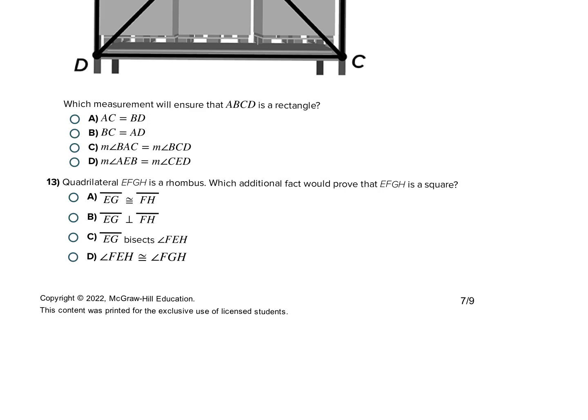Number 13, where it gives us a rhombus, which I draw very poorly, EFGH. Remember when you label your shapes, you go clockwise. Which additional fact would prove that our rhombus EFGH was a square?